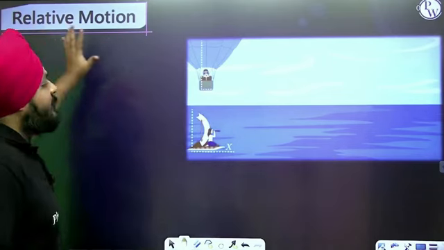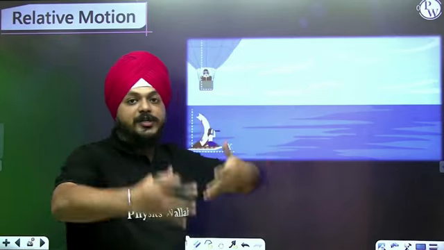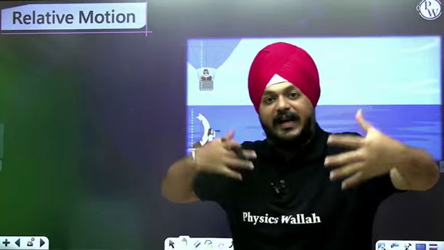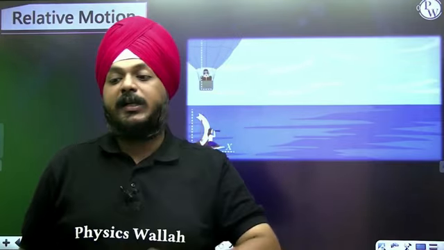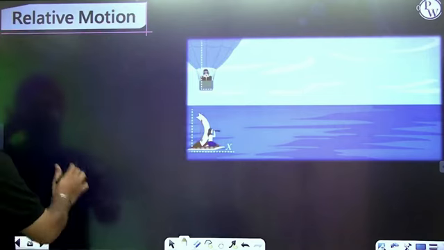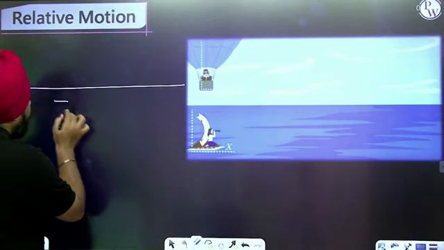So what does this relative motion state? How the positions of the observers are getting changed, how equations are getting changed, how we are analyzing the motion through different perspectives. Let's take an example to understand this.